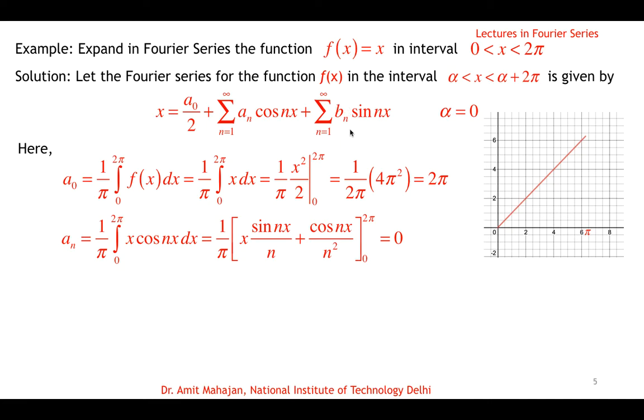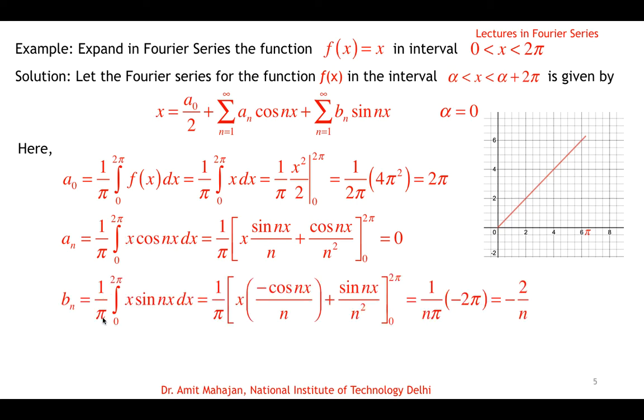Then we calculate the b n's. So b n is 1 by pi integral of f(x), which is x, multiplied with sin nx. So b n is 1 by pi integral 0 to 2 pi of x sin nx dx, and then we have to again integrate by parts. First function as x, integral of second function which is minus cos nx by n, then minus derivative of first, so x derivative is 1, and integral of this which is minus sin nx by n, and so minus minus again becomes plus, so we have sin nx by n square.